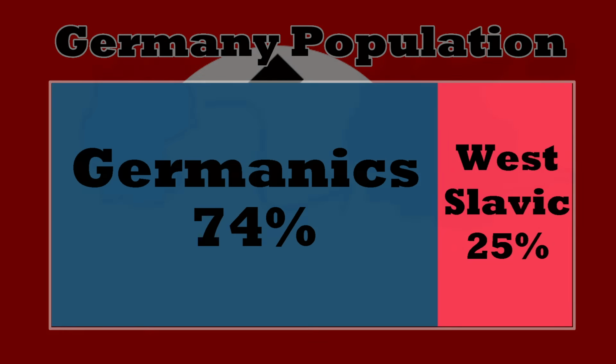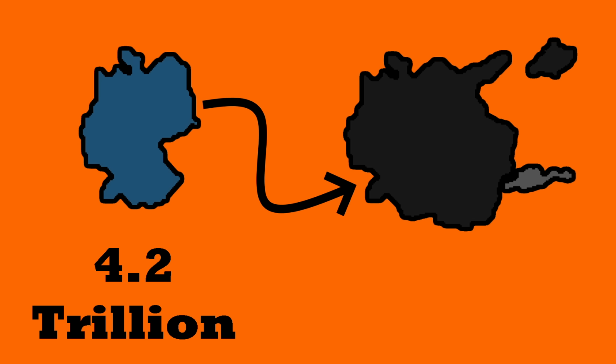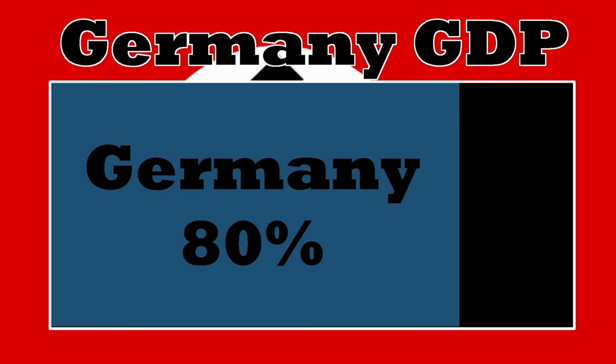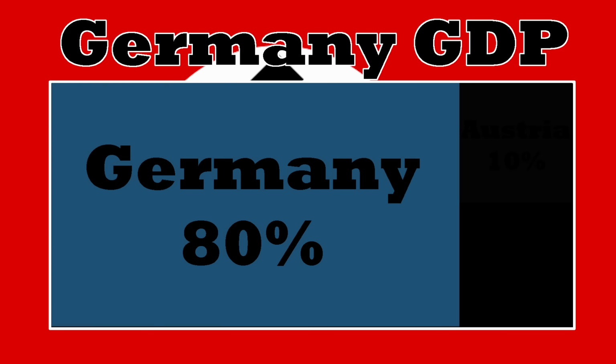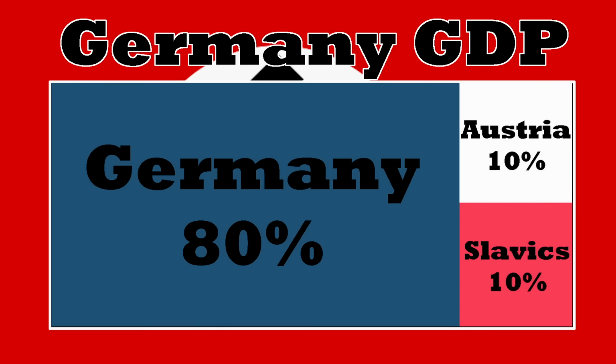Polish and Czech populations. The GDP jump isn't as pronounced, as the German economy is massive already, going from 4.2 trillion to 5.4 trillion. That's still a large jump, but Germany alone still dominates the GDP chart, with fellow Germanic Austria having another 10%. Meaning that the 25% of the Slavic population only has about 10% of the economy.